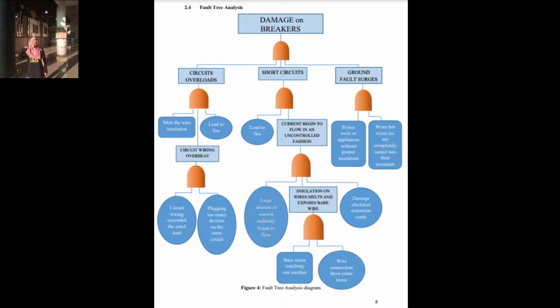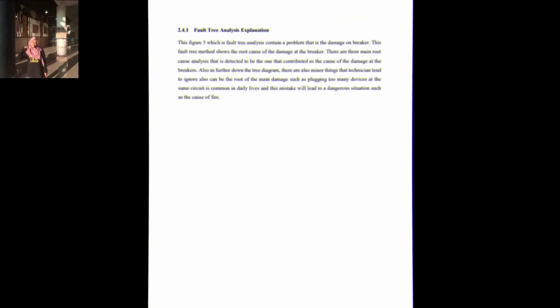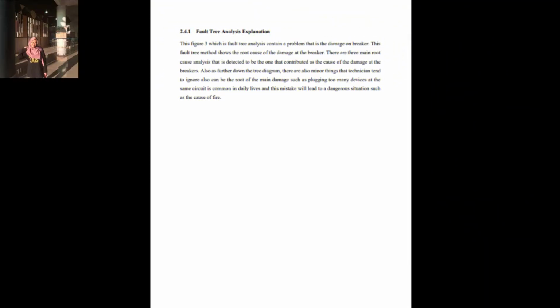As stated, we could see that there are three main root causes that are detected to be the ones that contributed to the damage on the breaker. Also, as we go further down the tree diagram, we can see that there are minor things that we tend to ignore that can also be the root cause of the main damage, such as plugging too many devices into the same circuit. This is common in our daily life, and this mistake will lead to a dangerous situation such as fire. That's all for this fault tree analysis.